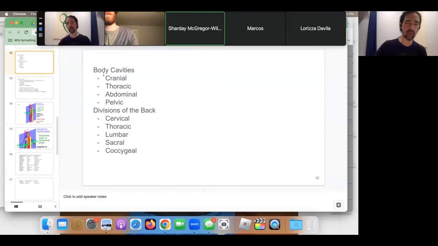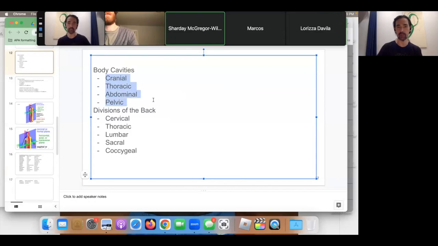All right, we're moving on now away from muscles. Some of the words that you probably already have well in hand, but I'd like to remind you of, are the body cavities.